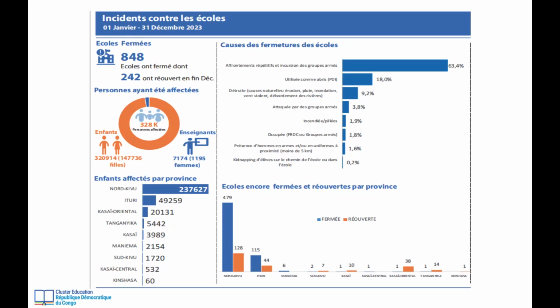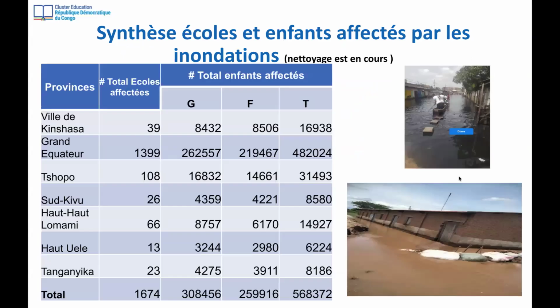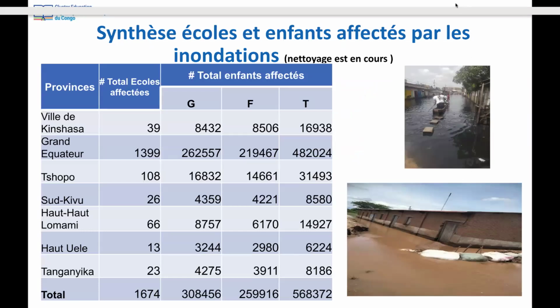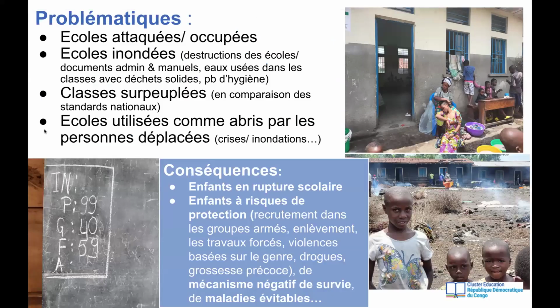In the causes for school closure, if you compute the data, you see that almost 92% of schools that are closed is due to armed conflicts, while about 9.2% are due to acts of God. Next slide, please.